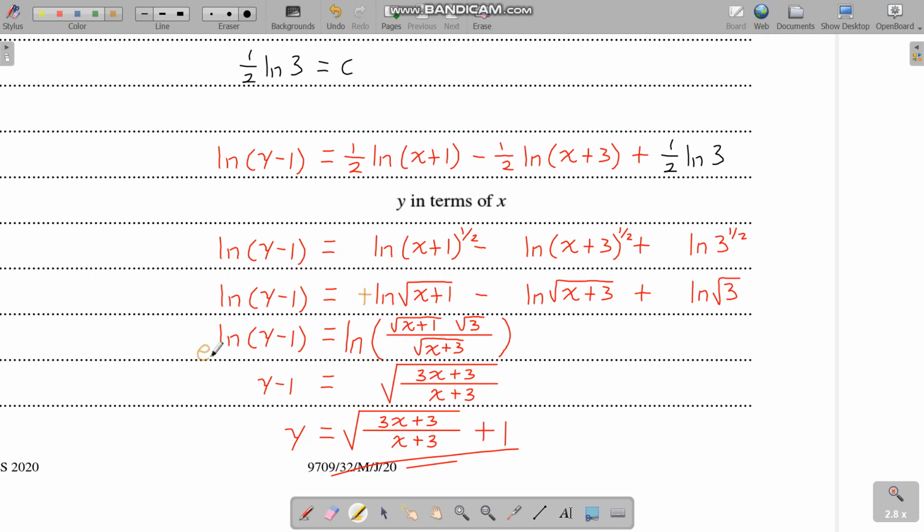And then we cancel out the ln. We do e to the power of both sides. We have only the argument y minus 1 and square root something here. And finally, we add 1 to both sides. We get y equals something in terms of x.